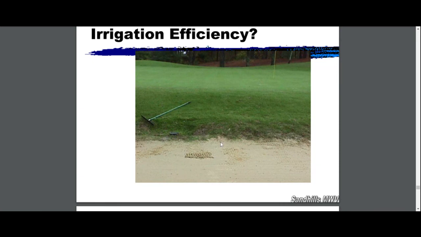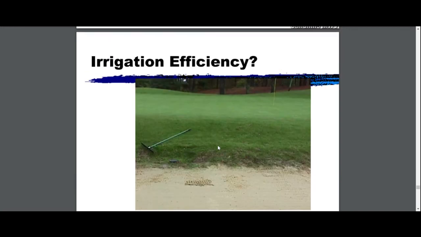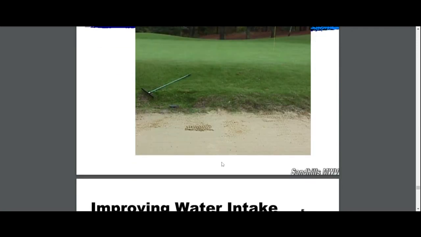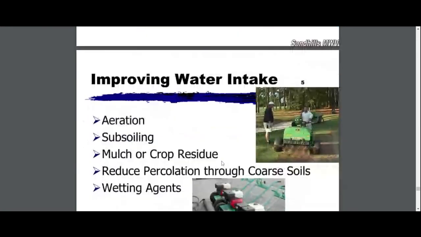Irrigation efficiency is important. You don't want to be watering the stream, or watering cars when there's a water restriction on. That is a big problem. So being careful and watching that.